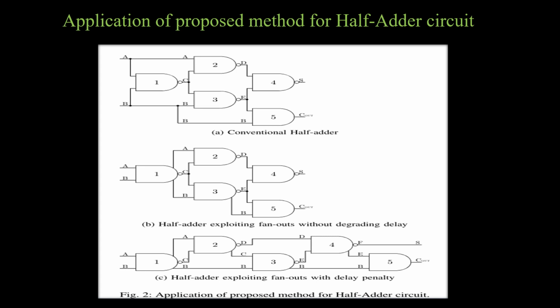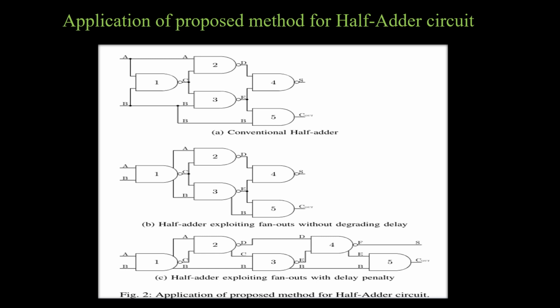So here is the application of the proposed method for a half-adder circuit. This image has different types of configurations of a half-adder circuit, each designed to show variations in handling fan-outs and delays. First one is the conventional half-adder.